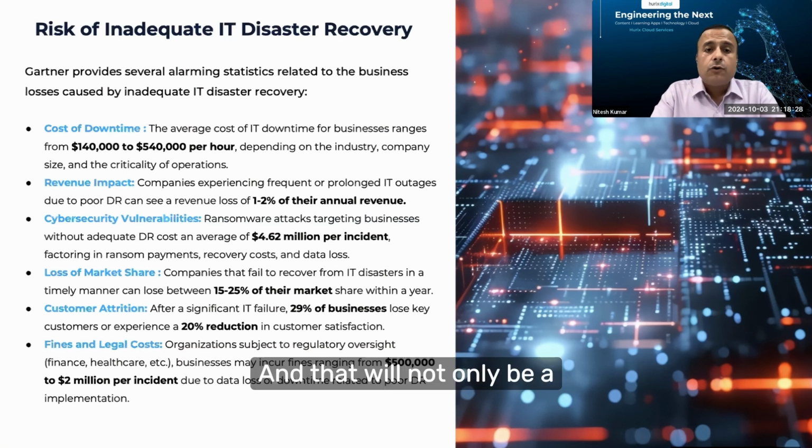And that will not only be a cost effective, pocket friendly one, but also give you the lowest possible recovery time objective, the RTO, that is nothing but the time to recover from the outage, and the RPO. It will also ensure that in case of disaster, you will lose the least amount of your business data. So let's move to the next part of our discussion and have a look at how your active passive disaster recovery site will look on Azure.